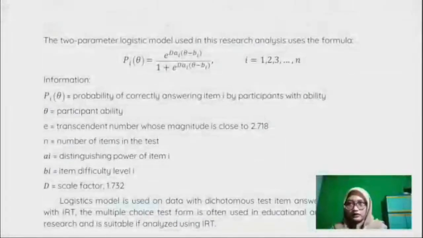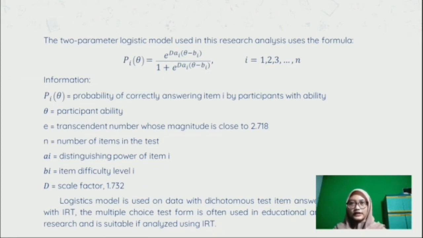The two-parameter logistic model used in this analysis uses the formula P_i(theta) is equal to e to the power of D times a_i times (theta minus b_i), over 1 plus e to the power of D times a_i times (theta minus b_i), where i is equal to 1, 2, 3, etc., up to n.